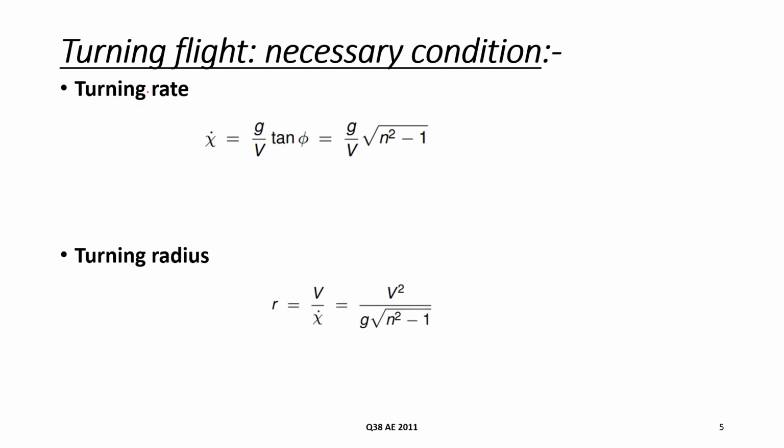These are relations for finding turning rate and turning radius. Turning rate xi dot equals g by V tan phi, and tan phi can be written as under root n square minus 1. Similarly, turning radius r equals V upon xi dot, and xi dot can be written from this equation.